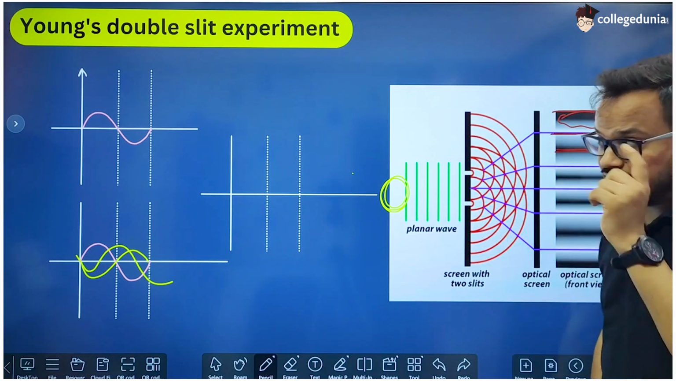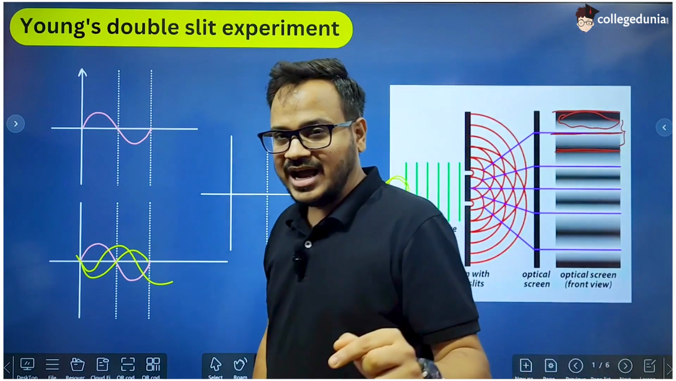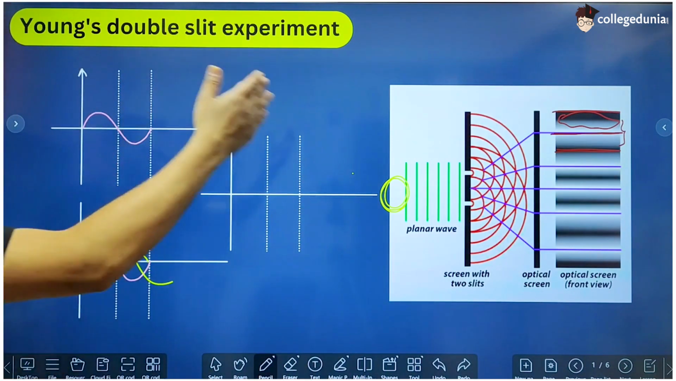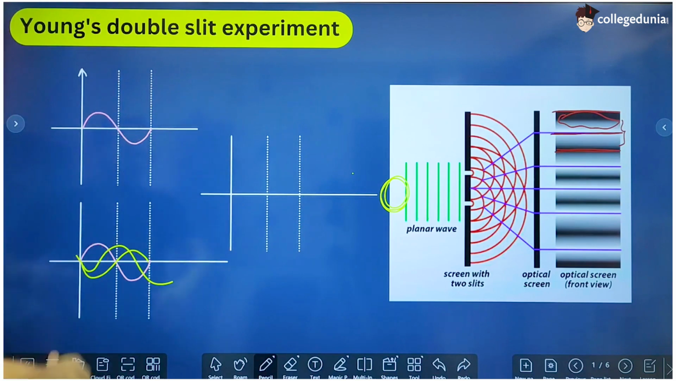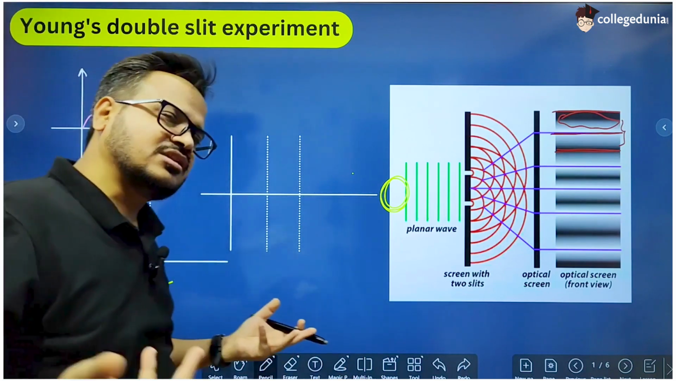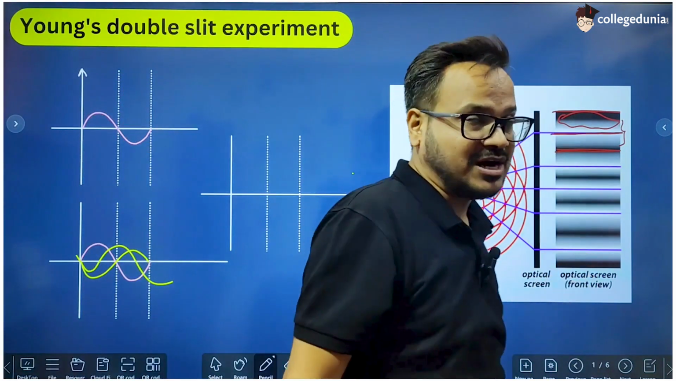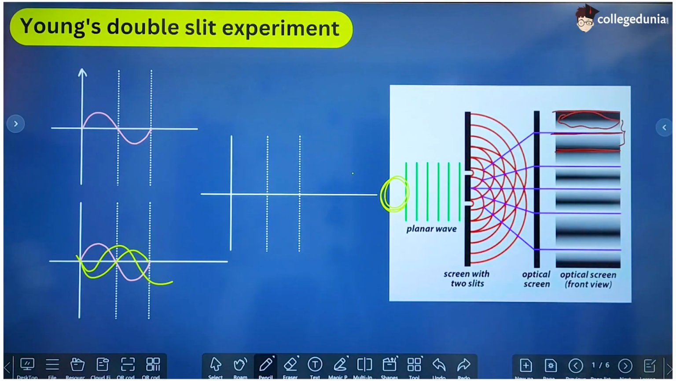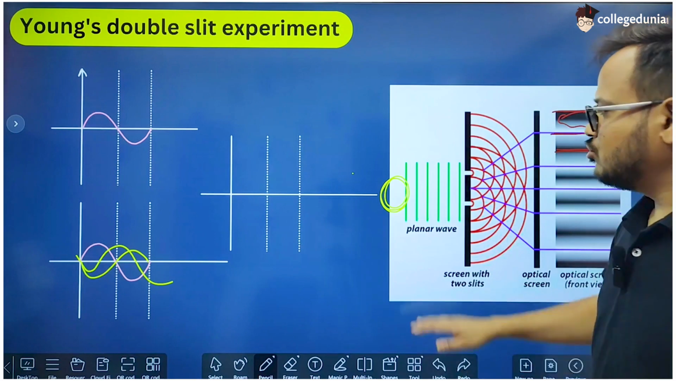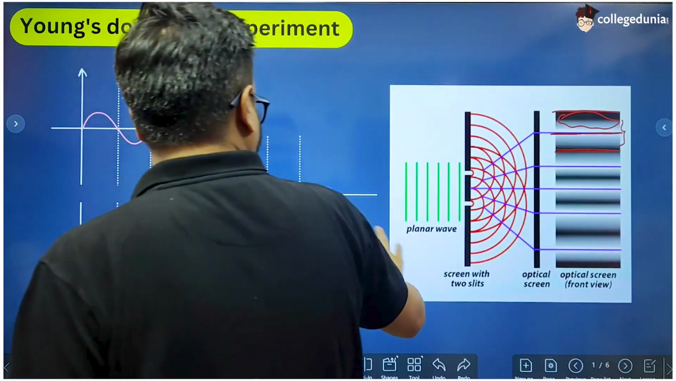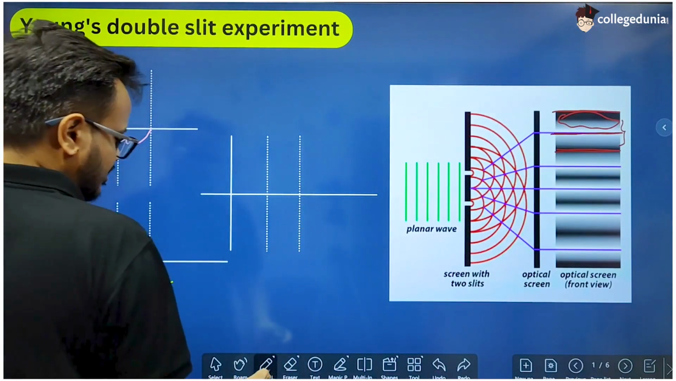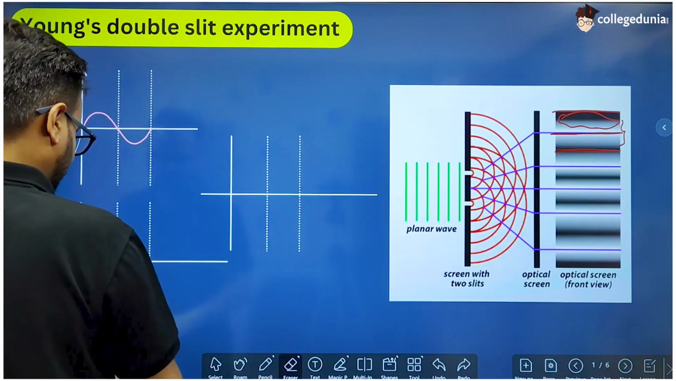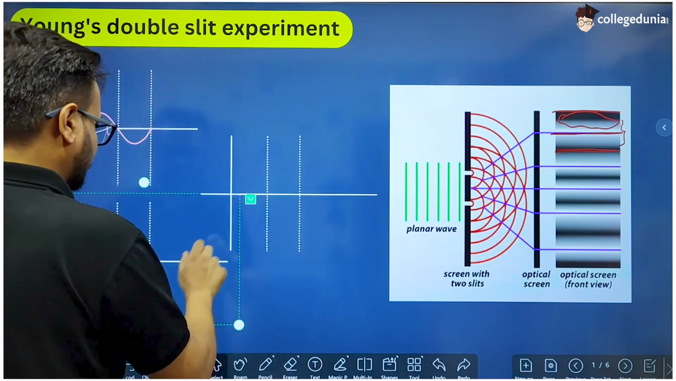So based on this pattern, Young suggested that light should be a wave, because the explanation of this pattern was based on the interference of waves, and obviously interference is a property of waves, and light is showing this pattern which is based on the interference of waves. Then obviously light is also a wave, right? So there was some mathematics involved in this. So let us discuss those points.